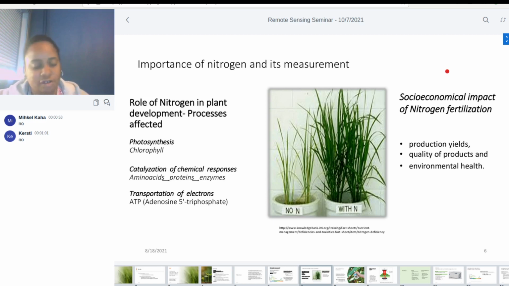The information and the correct use or application of nitrogen in the field has socioeconomic impacts, since it is a factor that can determine the production yield, the quality of the products, and the environmental health.